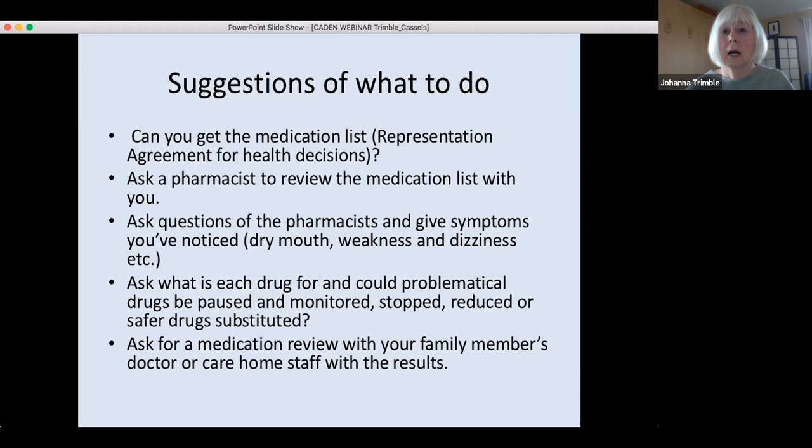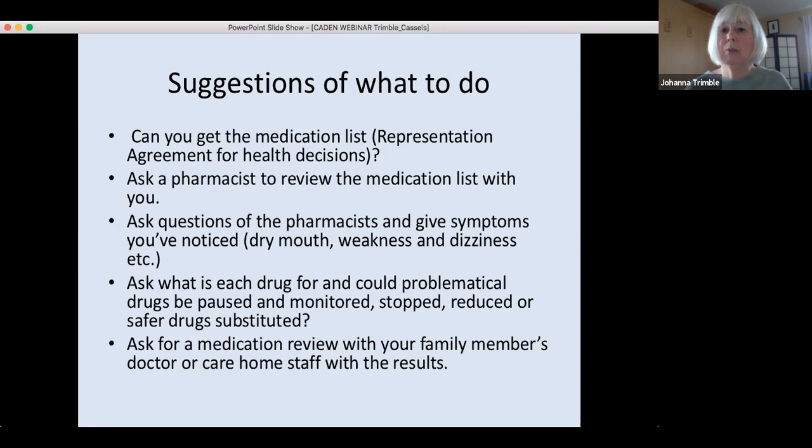That may not be easy because there's different laws in different provinces about how you can be the designated person to make health decisions for your elder if they're not able to do it themselves. In BC, it's called a representation agreement. People seem to think that a power of attorney will do that. It's not actually true. Power of attorney just handles legal and financial decisions. You need to have a representation agreement to get things like drug lists, medication lists. So I really would advise you to look into that.